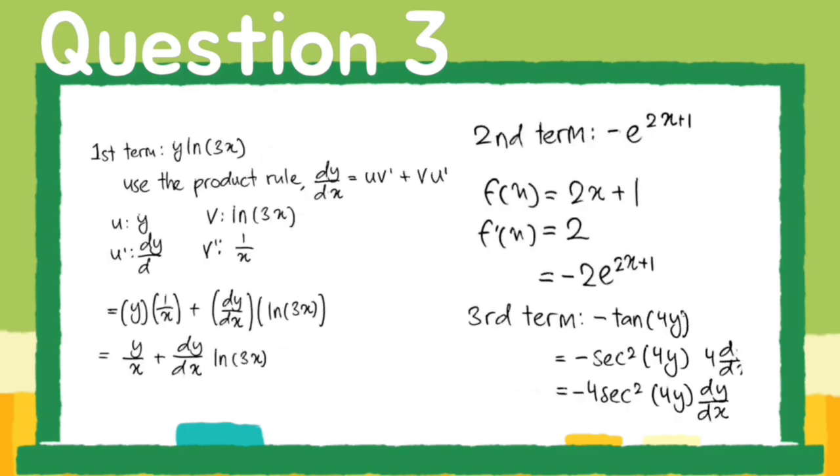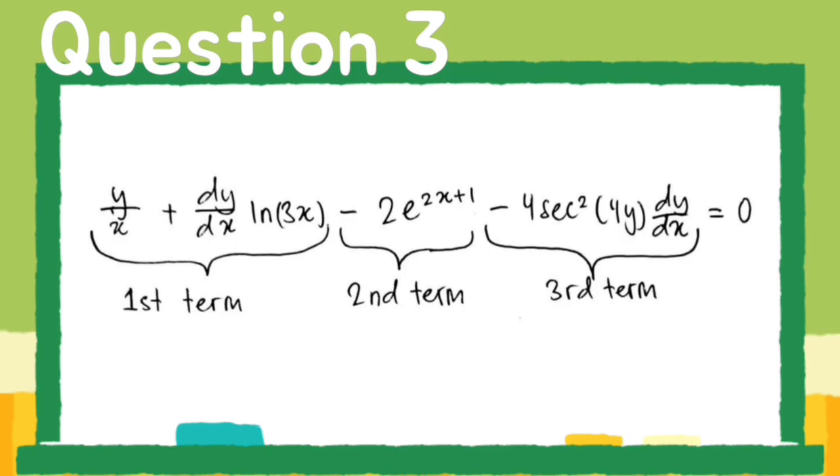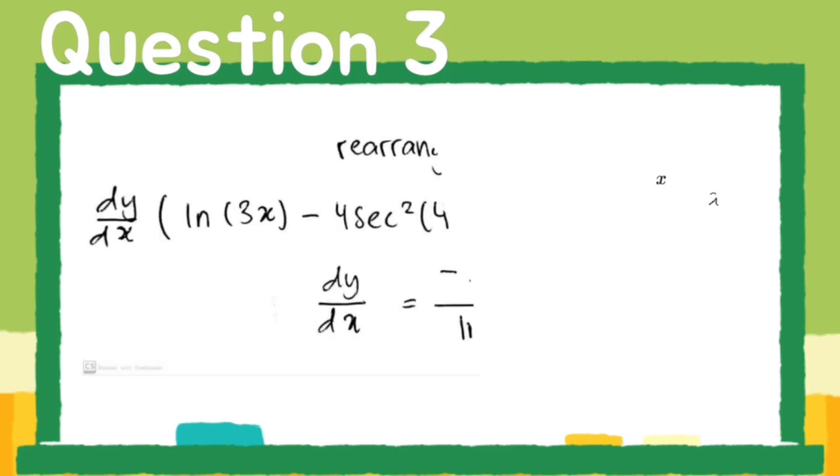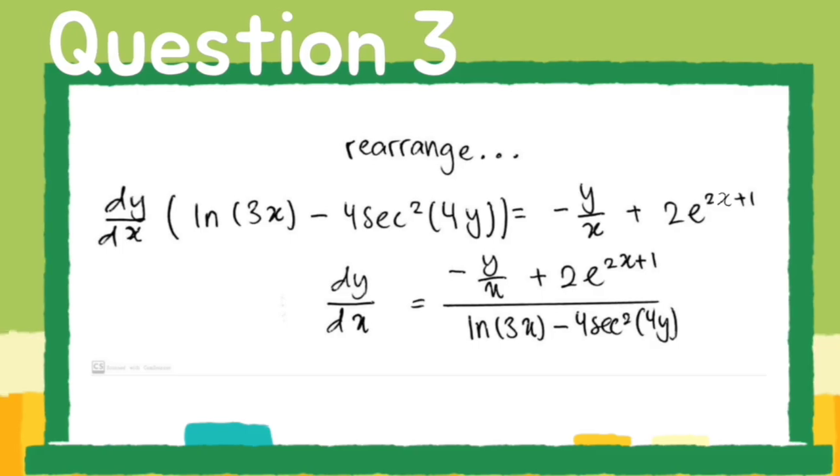By using the difference rule, you can differentiate all three terms separately before combining them all together, retaining the original operations. Then, you can rearrange everything, separate dy/dx to one side and factorize. After that, you can bring ln 3x minus 4x by the power of 2, 4y, to the other side. And that's how you get the answer.